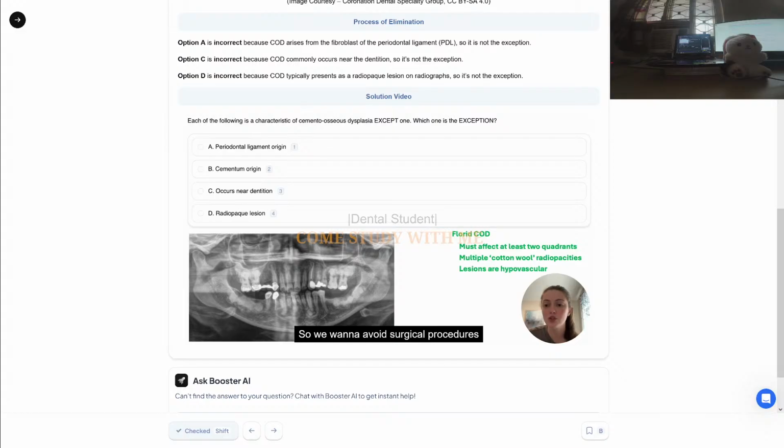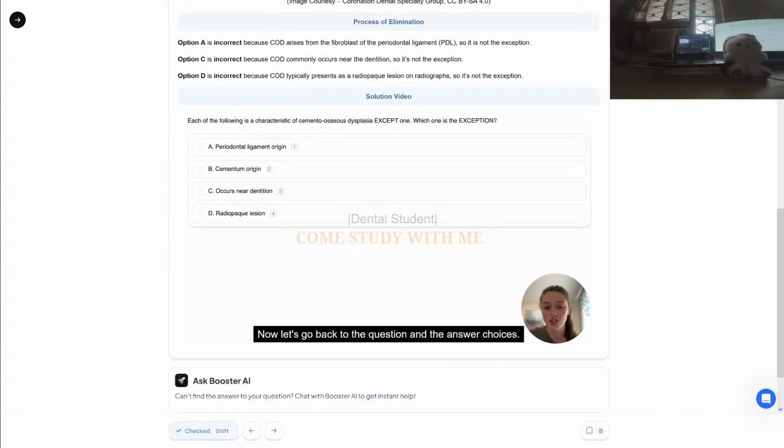So we want to avoid surgical procedures because of that hypovascularization. This also generally has a good prognosis, definitely not excellent, but it can become guarded if it's infected when we're removing teeth or placing implants. Now let's go back to the question and the answer choices.